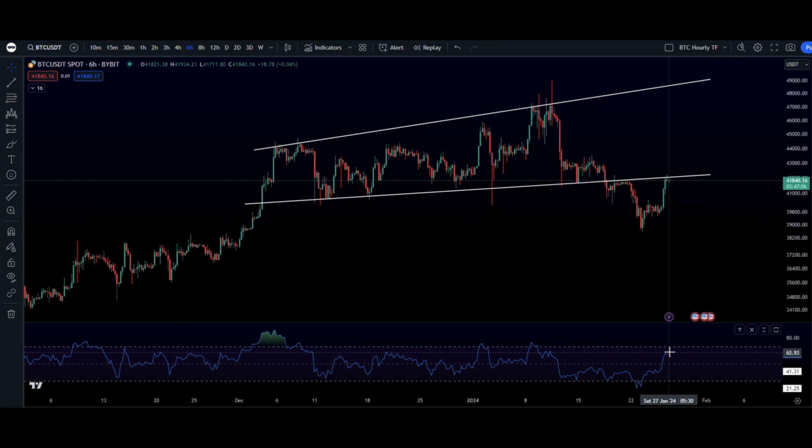Now we can see that it has not reached this overbought zone over here, the 70 level, but still the momentum is not gaining a lot, and we can see that Bitcoin is facing the resistance as well. Another tool that you can use to confirm whether this chart is going to be bullish or bearish.